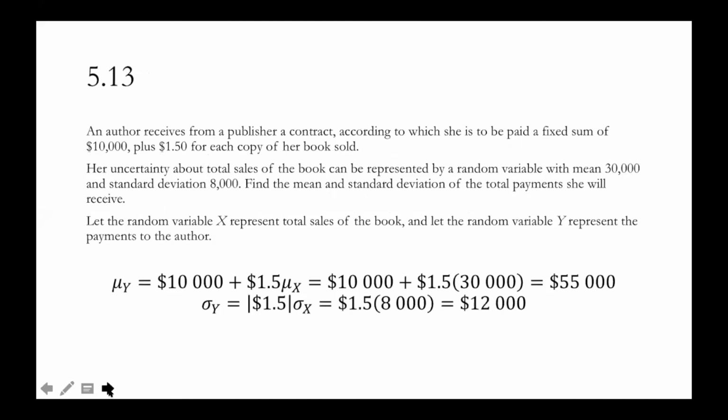So yes, now we move to the next exercise. Here an author receives from a publisher a contract according to which she is to be paid a fixed sum of $10,000 plus $1.5 for each copy of her book sold. Her uncertainty about total sales of the book can be represented by a random variable with a mean of 30,000 and a standard deviation of 8,000. Find the mean and standard deviation of the total payments she will receive.